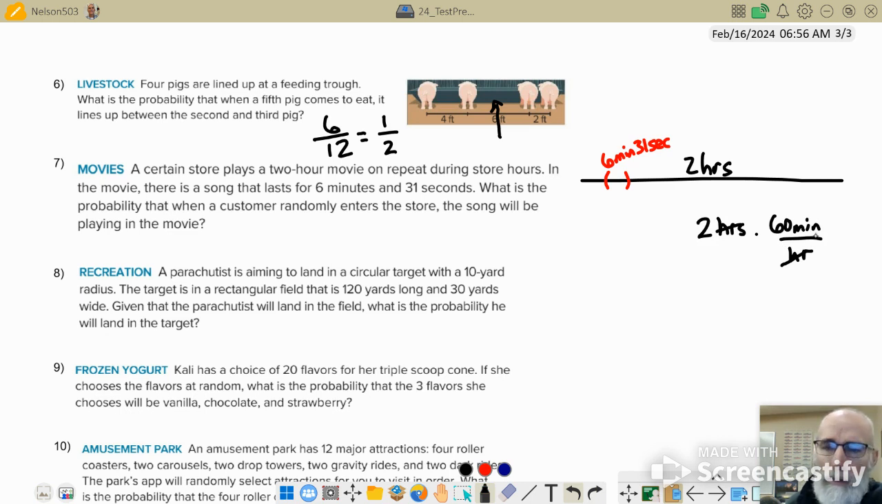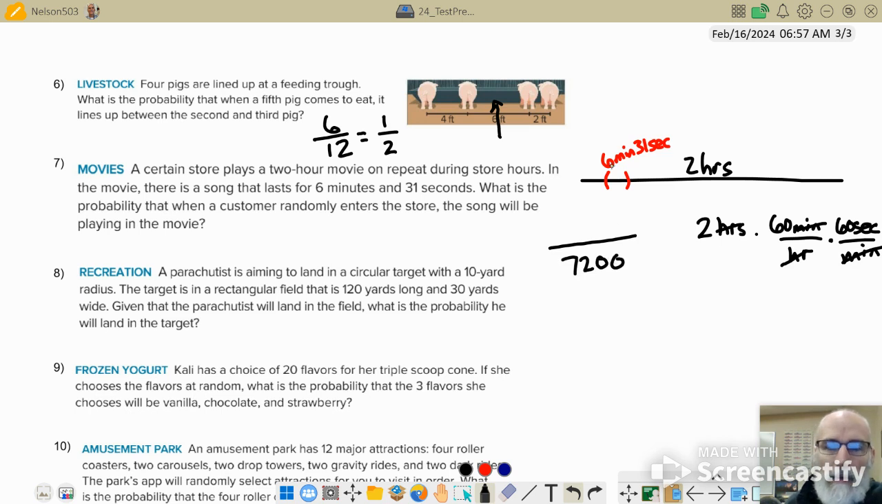And then I would have to multiply that by 60 seconds, right? 60 seconds in a minute. So the minutes would divide out. So we've got 2 times 60 times 60. Well, 60 times 60, that'd be 36 with 2 zeros. That's 3,600 times 2 is 7,200, right? So I've got 7,200 seconds that this movie plays for.